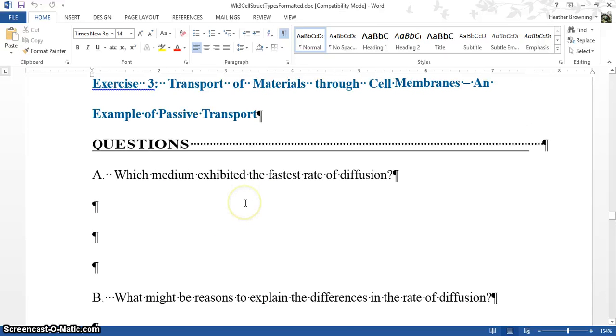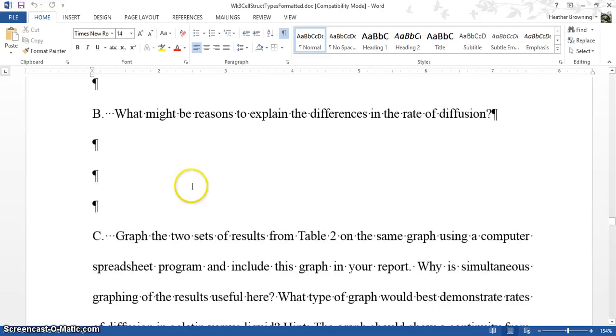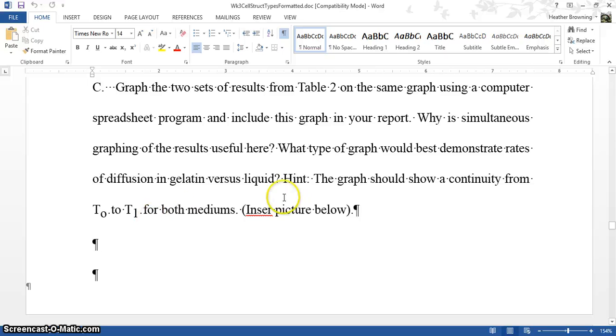Then, which medium exhibited the fastest rate of diffusion? You're going to see how, in exercise 3, this is going to be with our dialysis sucker. Our ratios. Graph the two sets, so you should be showing me a graph, right? Again, this is when you might just take a picture.